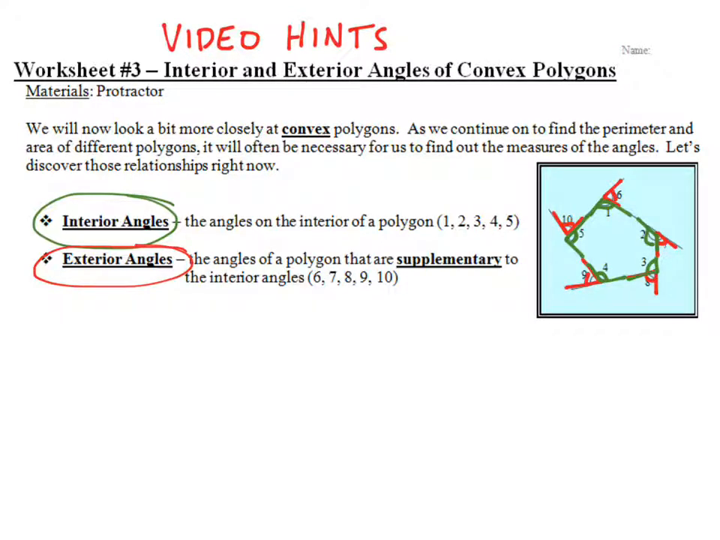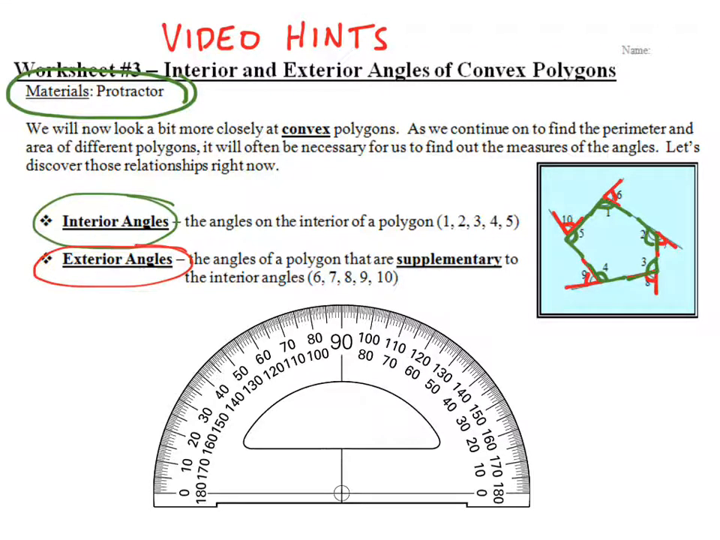All right, let's take a look at what they ask us to do first then. One other little helpful hint is that you'll notice up here that it tells you some materials you're going to need, and part of the materials you're going to need, or the only really materials besides this worksheet, are going to be a protractor. So make sure that you have a protractor ready for this next section.